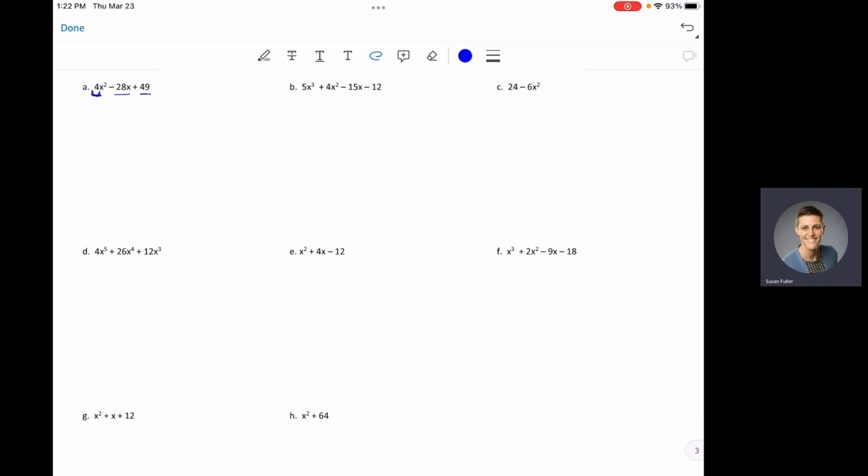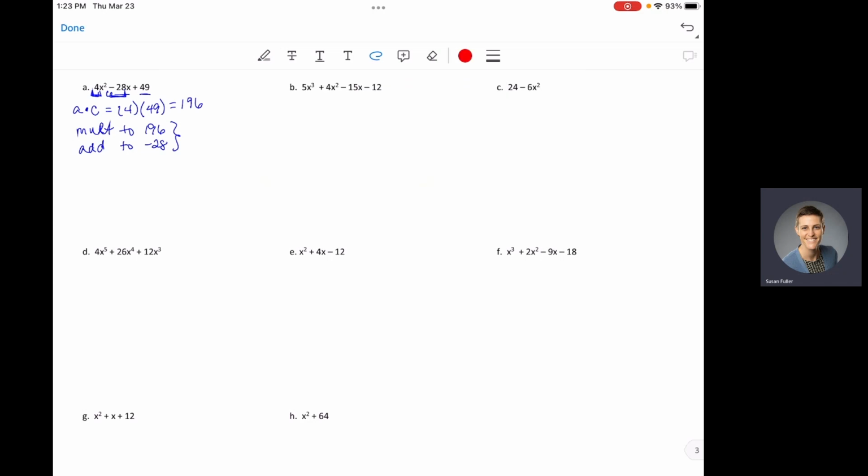So the very first thing we're going to do is start with A times C. Our A value here is 4, and our C value is 49. So we are going to do 4 times 49, and we are going to get 196. That means we need to find 2 numbers that are going to multiply to 196 and add to our middle term, our middle B here, which is negative 28. So I got to find 2 numbers that multiply to 196 and add to negative 28.